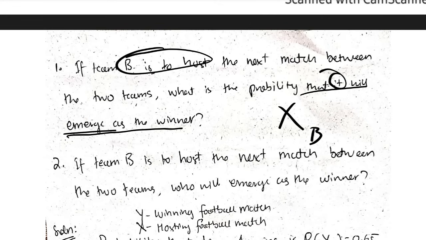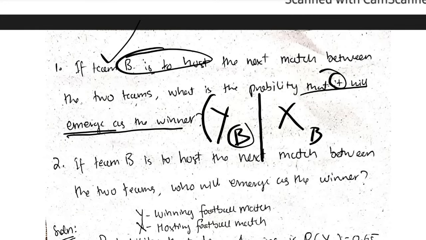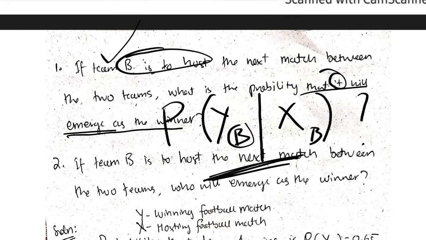What is the probability that it will emerge as winner? It means whose talk we are doing now. Team B's talk we are doing. So it means YB. Y means winning and B means B is winning. XB means B is hosting. So what is this probability that we have to calculate? Understood how we arrived at this conclusion? Okay, now we'll be just applying formula, substituting the values and getting the answer.